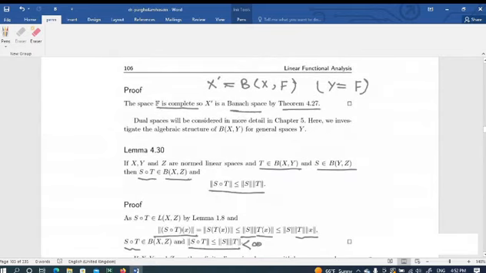Lemma. If X, Y, and Z are normed linear spaces, and T belongs to B(X, Y), and S belongs to B(Y, Z), then the composition S∘T will be in B(X, Z). And we have this inequality: the norm of S∘T is less than or equal to the norm of S times the norm of T.